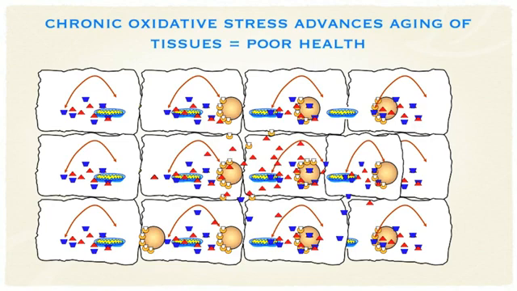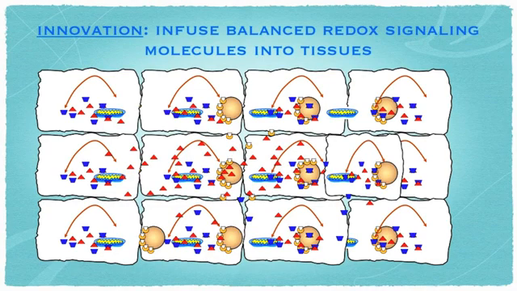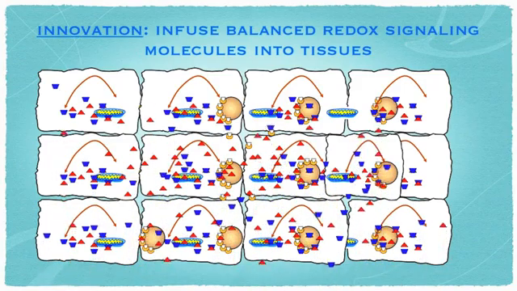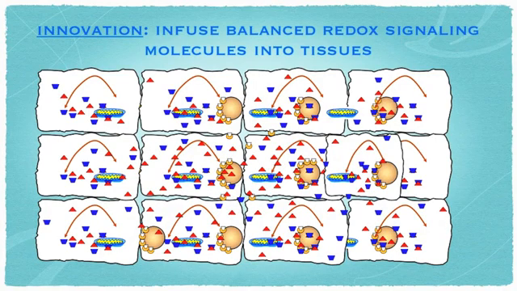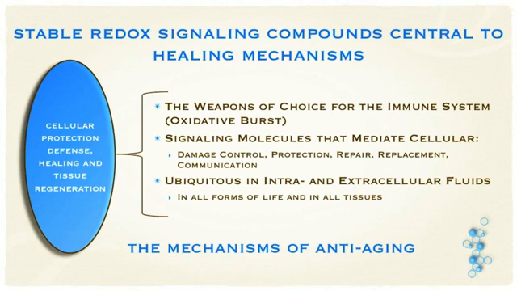So, what about chronic oxidative stress? This would be the advancing of aging in our tissue or poor health. So here we've got a multitude of oxidative stress signals, and this is a situation where there's a persistence and an inability for the cell to correct itself. This would lead to poor health. But what if we could somehow infuse a balanced resource of these little molecules into the tissue? What would be the implications? And look at the balance that we would create, the resources that the cell could then make use of. What would this lead to? We'll come back to that in just a second.